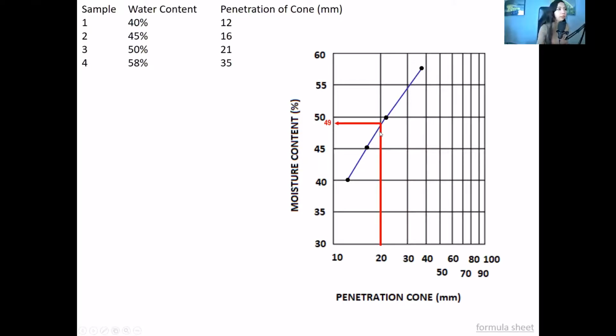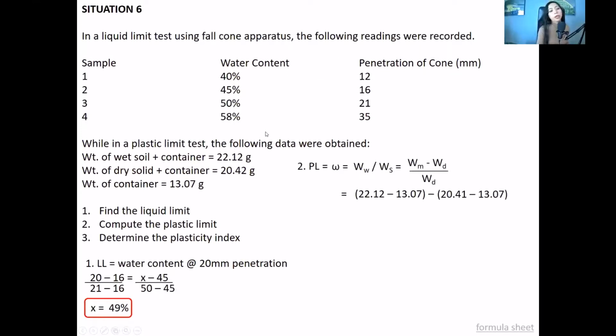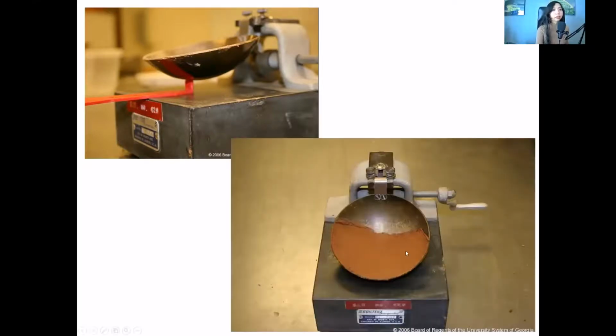Okay? I hope that is clear para sa fall cone apparatus, which is the penetrometer. Next, ang i-discuss naman natin ay number of blows naman. Mayroon tayong tinatawag na Casagrande cup. Ito yung, I think ginamit natin 'to nung undergrad days, 'no? Medyo matagal-tagal na panahon na. Pero basically, ang mangyayari sa kanya, yung cup mo, lalagyan mo siya ng soil sample like this, okay?